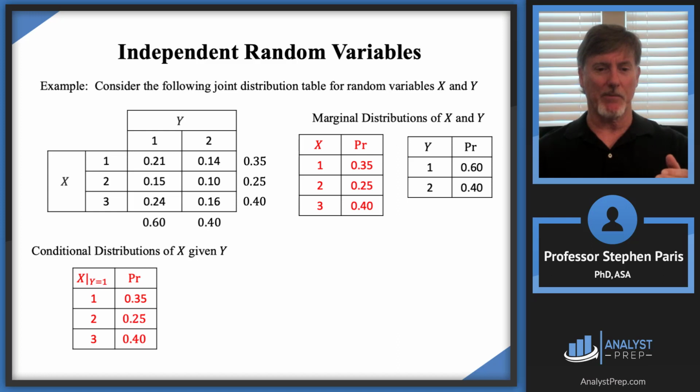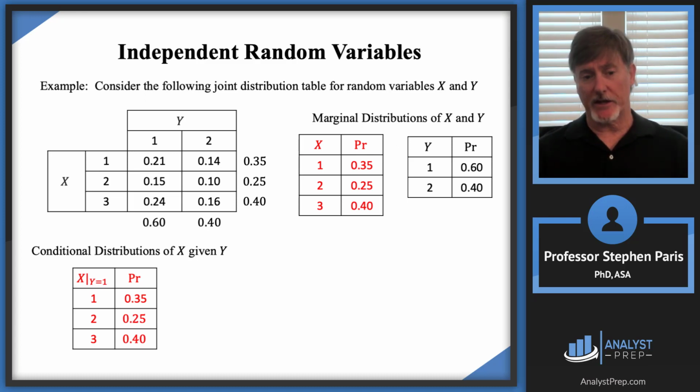I got the same thing. Capital X, the values could be either a 1 or a 2 or a 3, and the probabilities are exactly the same. The corresponding probabilities that are defining the distribution are exactly the same, 0.35, 0.25, and 0.4 respectively. So the conditional distribution of capital X given capital Y is equal to the marginal distribution for capital X.